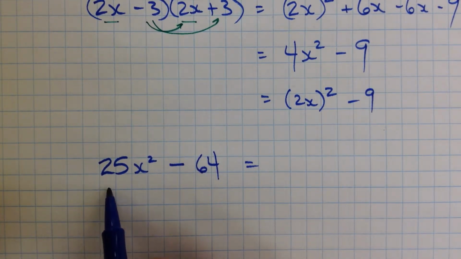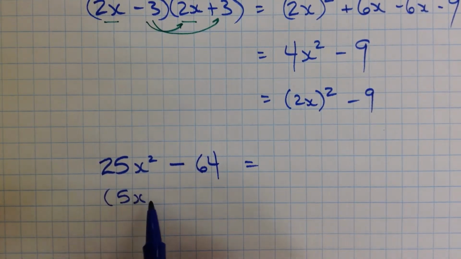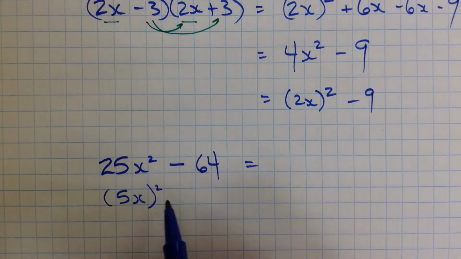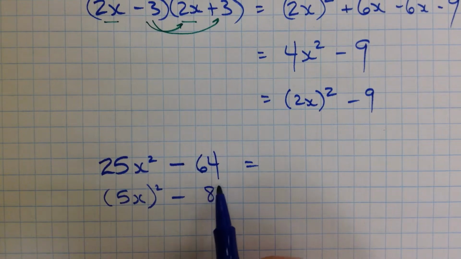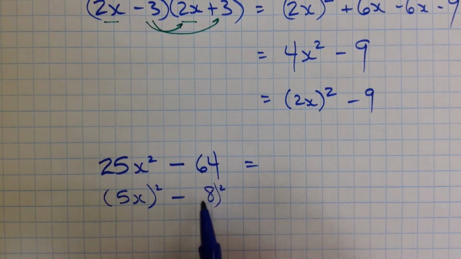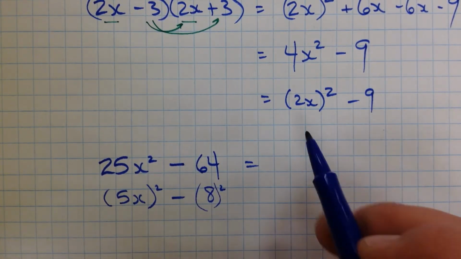I'm just going to rewrite it over here for you. That is 5 times x, all squared. And this one here, 64, is 8 squared. So I've rewritten this expression showing you the two pieces that are squares here.